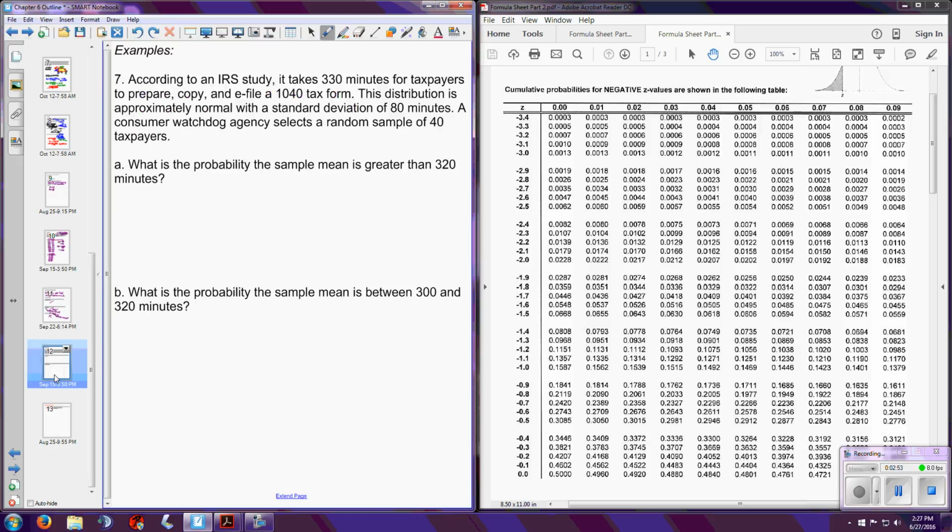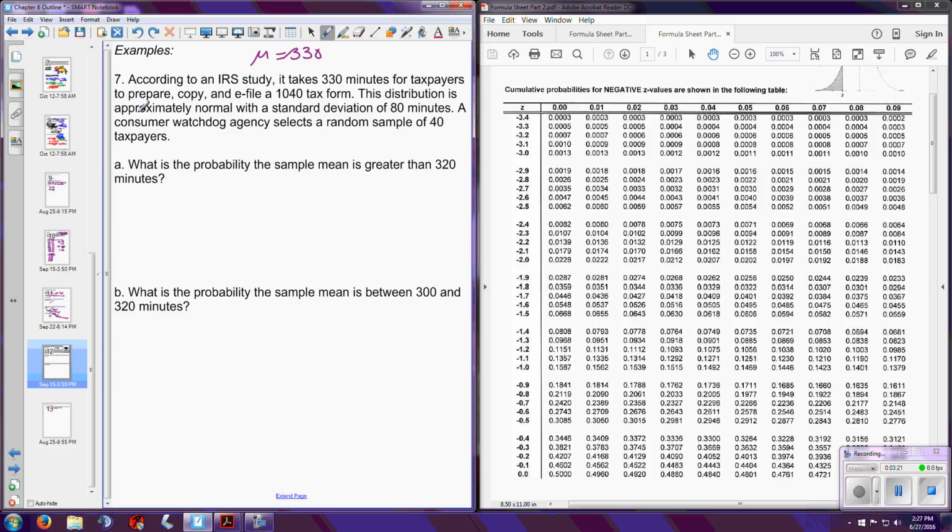According to an IRS study, it takes 330 minutes for taxpayers to prepare, copy, and e-file a 1040 tax form. The distribution is approximately normal with a standard deviation of 80 minutes. A consumer watchdog agency randomly selects a sample of 40 taxpayers. Right off the bat, they tell us the IRS is saying it takes 330 minutes. So that's a population mean. Some government body is telling us what it is.